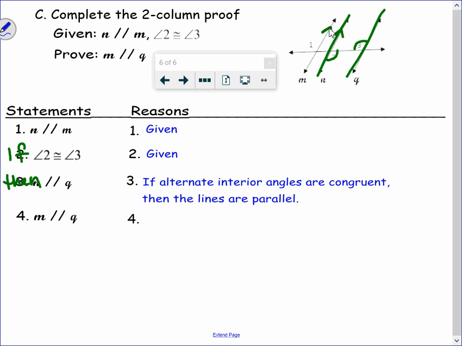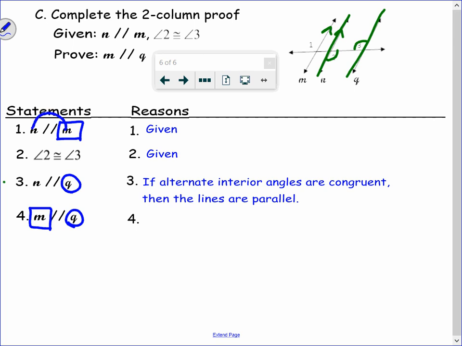Well, when was the last time we talked about line Q? In step 3. That was the last time we talked about line Q. When was the last time we talked about line M? The last time we talked about line M was way up in step 1. So how do these get related? Well, here, let me remove some of the stuff that I'm covering up, and you can see it.